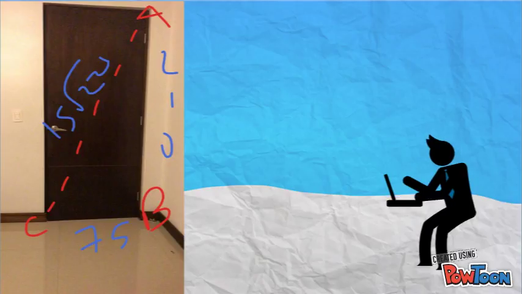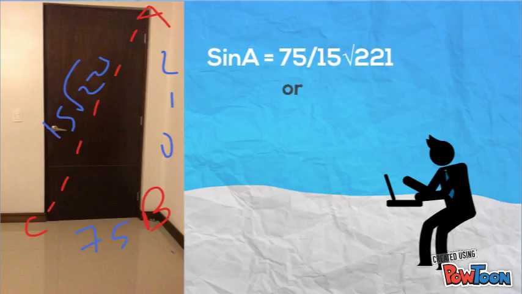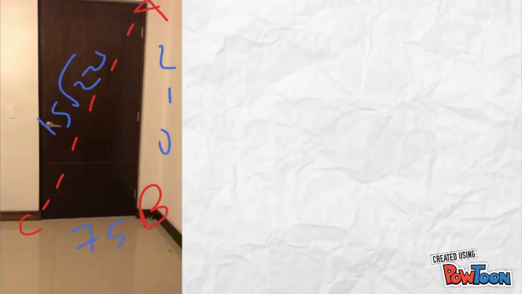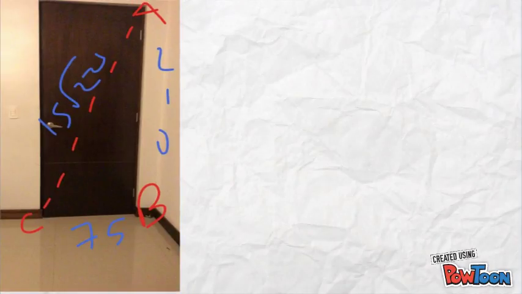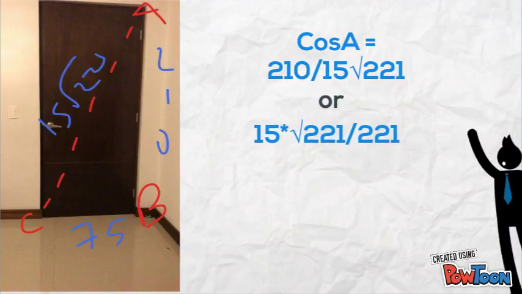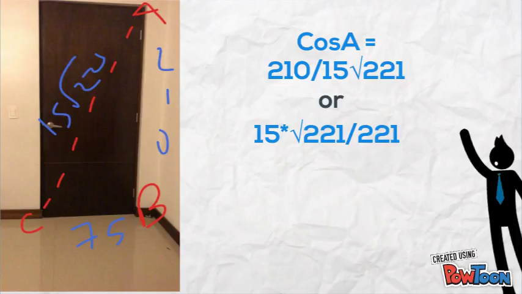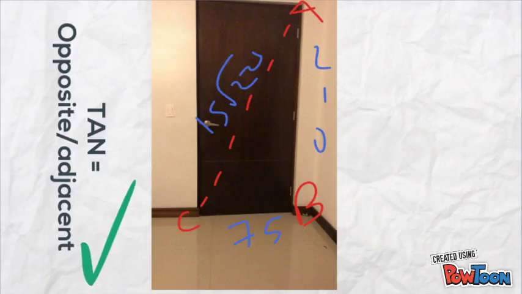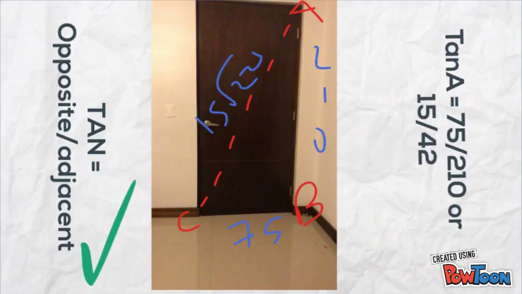The sine of A would be 75 over 15 times square root of 221, so we need to rationalize. The cosine of A would give us a radical again, so the final answer would be 14 times square root of 221 divided by 221. The tangent of A would be 75 divided by 210, or 15 divided by 42.